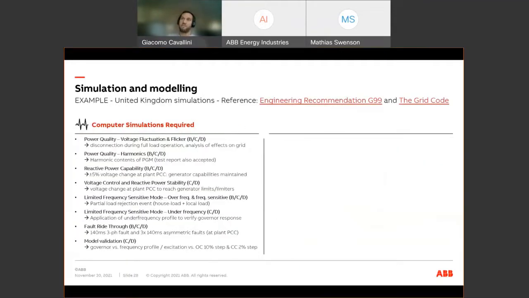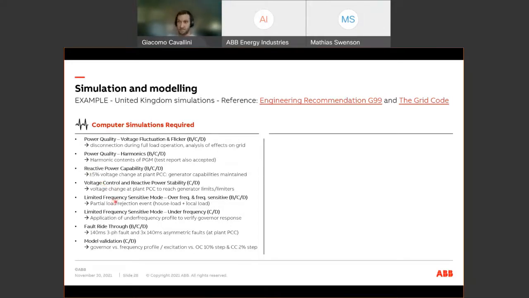So we take the example of the UK now. Here we have requirements for the type B, C, and D power generating modules, which depend also on the size of the generator and on the voltage at the point of connection of the plant. Here, for example, we need to have voltage fluctuation and flicker studies and harmonic studies of the power generating unit, as well as the reactive capability. Active power capability is basically about a variation of 5% of the voltage at the point of connection.